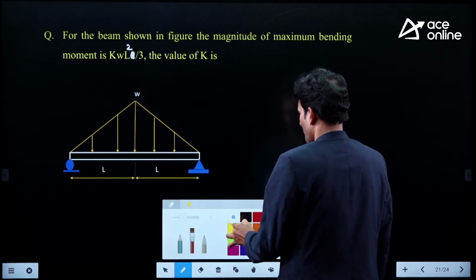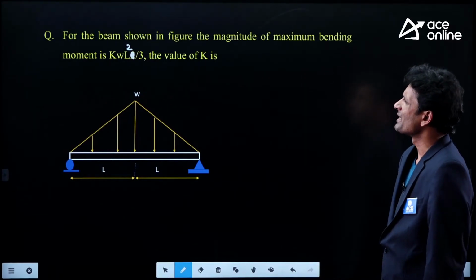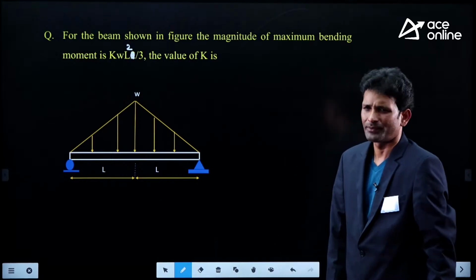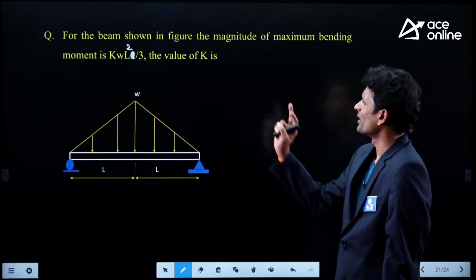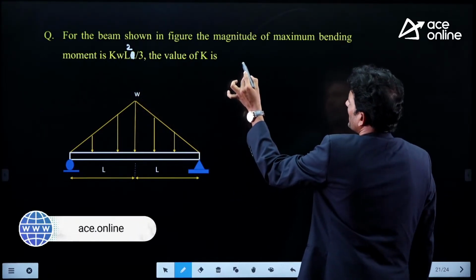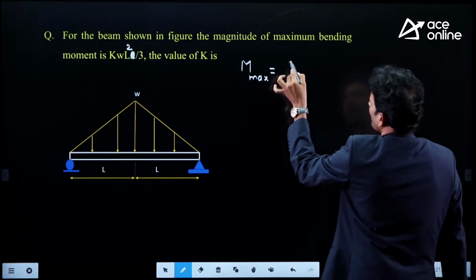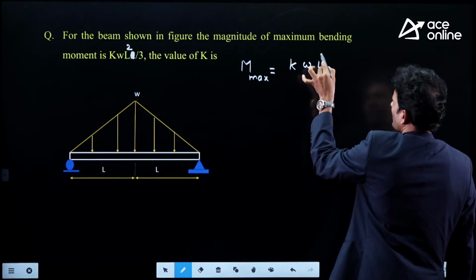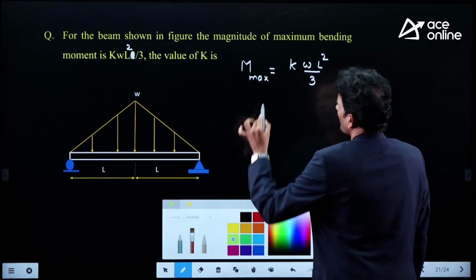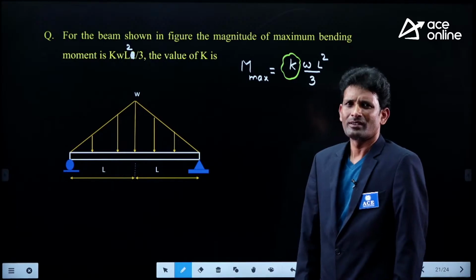Let us take another interesting problem. Try to solve this one. For the beam shown in the figure, the magnitude of maximum bending moment is k omega L square divided by 3. It is a NAT type question; previously we were observing MCQ, now we are taking a NAT question. So the maximum bending moment value for the loaded beam is k omega L square divided by 3. What is the K value in this particular problem?